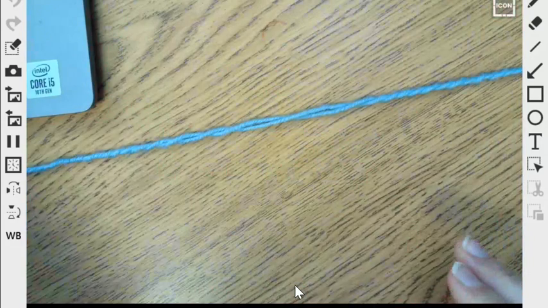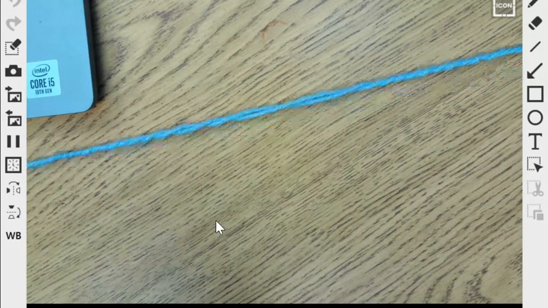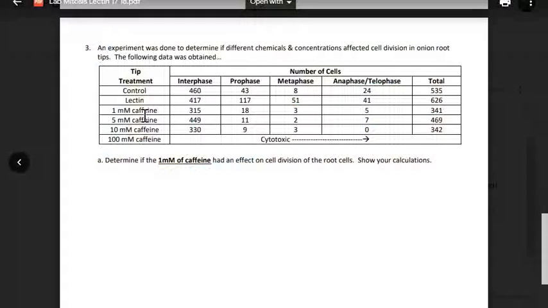When you get into your breakout rooms, I want you to see if you can at least figure out the numbers that are going to go in those 2 columns so you can make a decision about this caffeine and if it's affecting cell division rates. Let me post and open up those breakout rooms in a second.